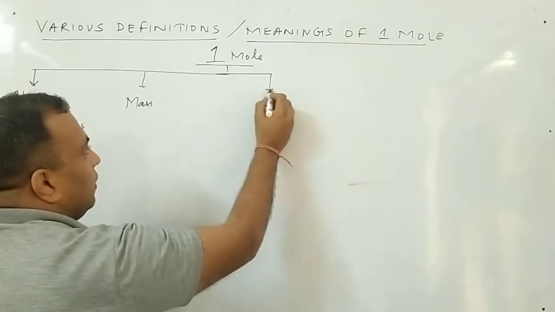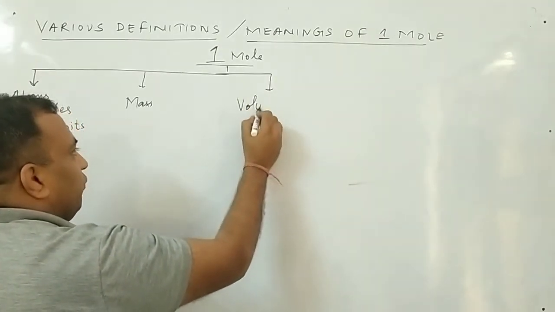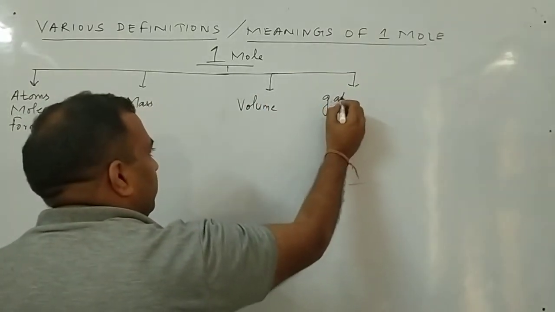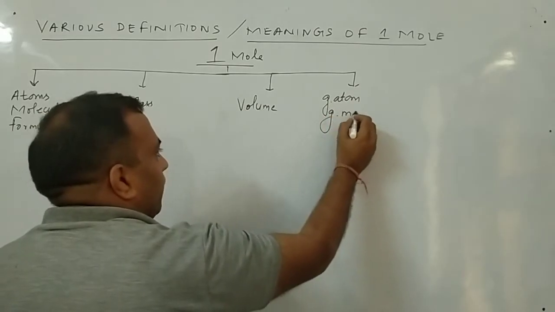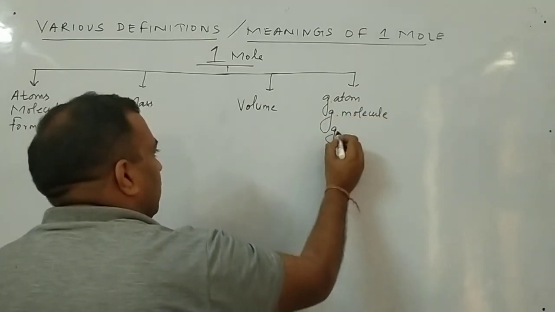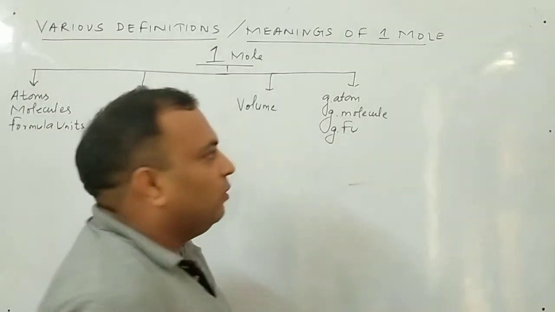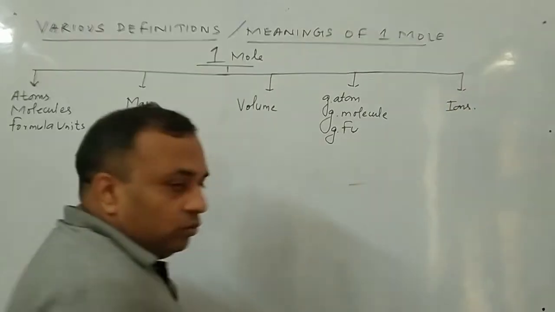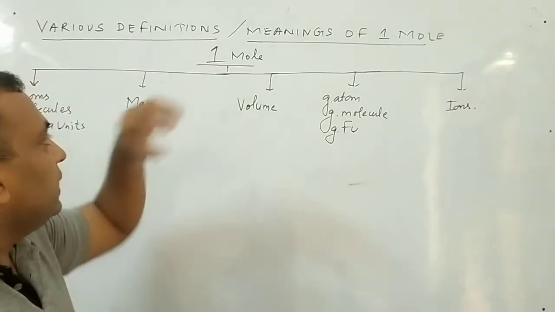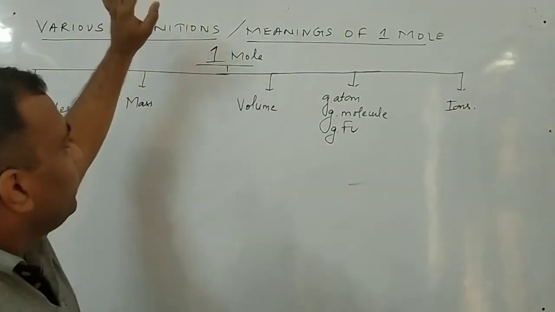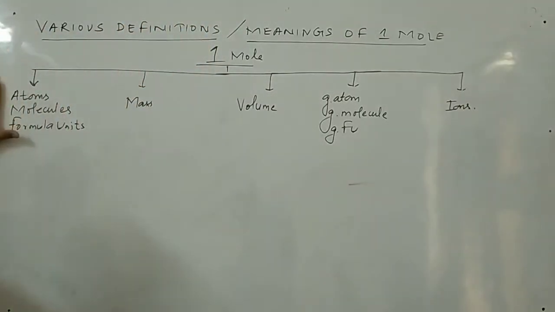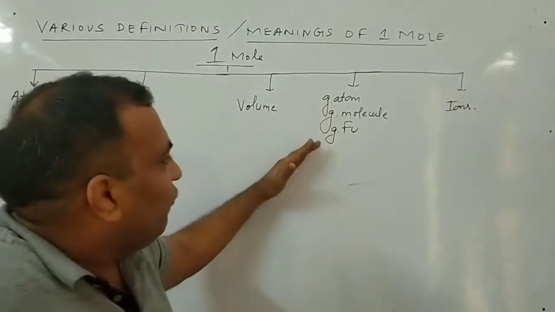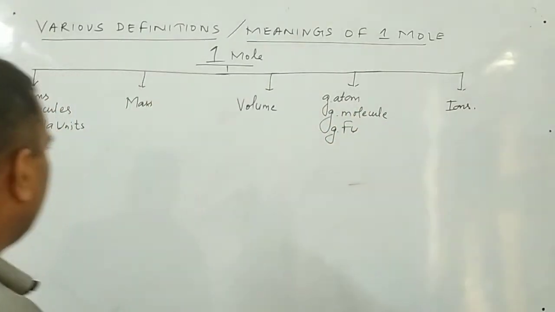Third, we will do in case of volume. Fourth, in case of gram atom, gram molecule, and gram formula unit. And last, in case of ions. So simply, what I tell you is the definition of one mole in terms of atom, molecule, formula unit, mass, then volume, then gram atom, gram molecule, gram formula unit, and ions. Okay, so I start with this one now.